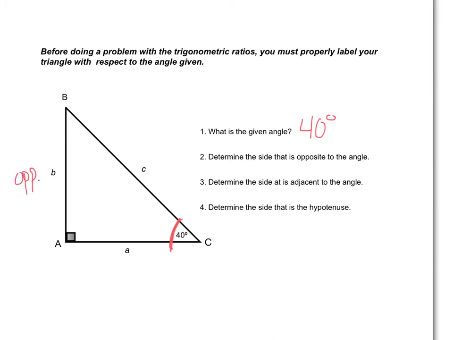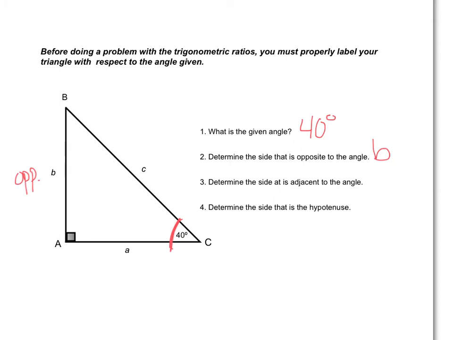So that's my opposite side. And the answer here, what side is opposite the angle? That's side B. Now, what side is adjacent to the angle? Well, remember we said adjacent means next to. Well, this side is next to the angle, and this side is next to the angle. So how do I know which one is the adjacent?